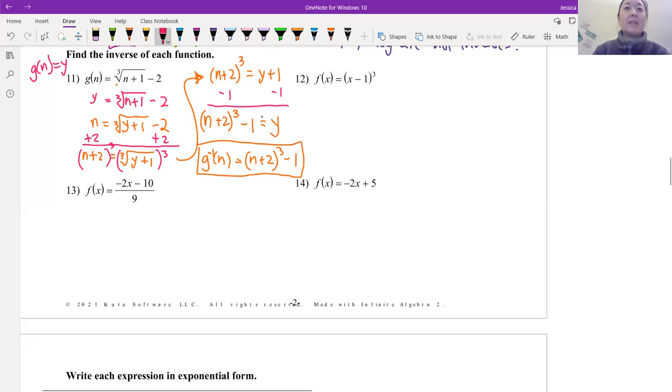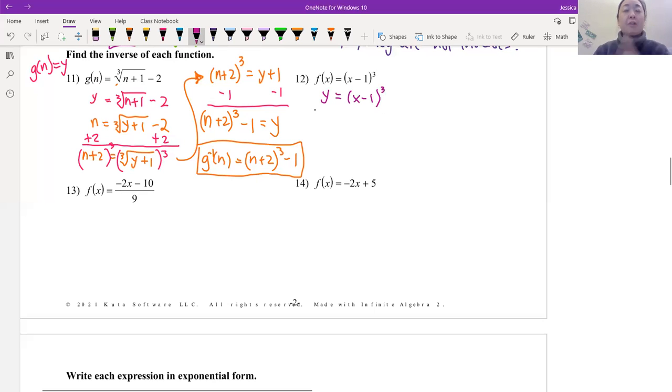And so let's try this again. Again, I'm going to just do a think aloud. I'm going to try and go through these a little bit faster, just for you. Okay, so here we go. I know f of x is just y. So y is equal to x minus 1 cubed.